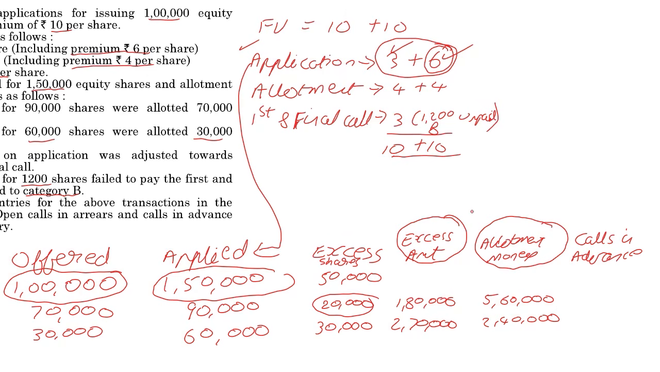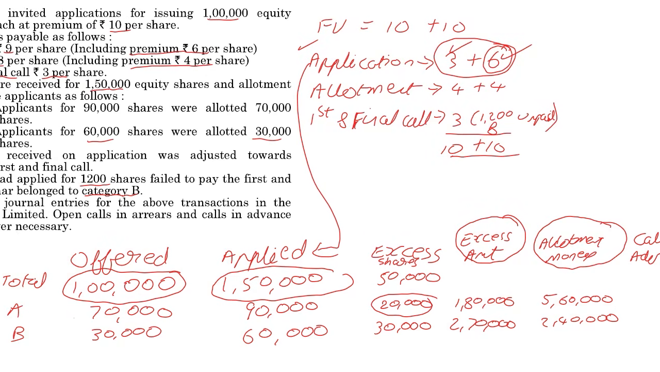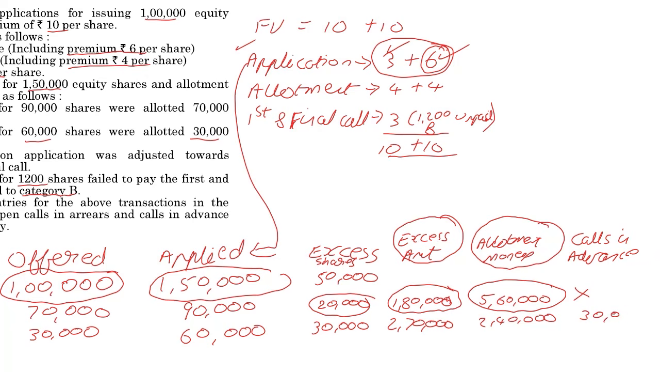Look at group A. The extra money they paid at the time of application is 1,80,000, and the money required at the time of allotment is 5,60,000. So nothing gets carried forward into calls in advance. They have to pay some amount at the time of allotment, which we can find by subtracting 1,80,000 from 5,60,000, but we'll come to that later. For now, I only want to know how much is going to go to calls in advance. That is 2,70,000 minus 2,40,000, a positive number, so calls in advance is going to be 30.